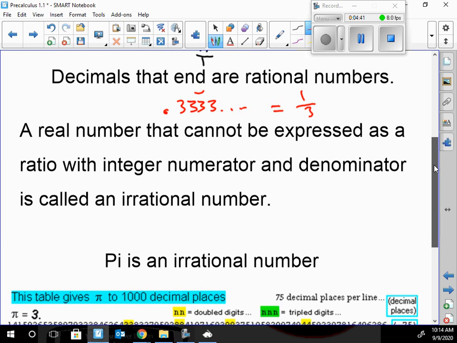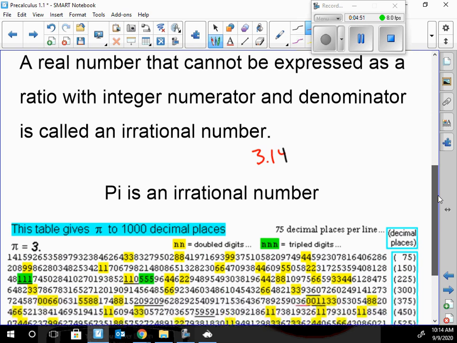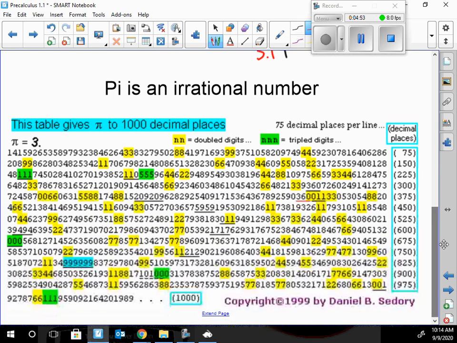Pi is an irrational number. Now most of us remember pi as 3.14, but it actually goes much further than that. This table gives pi to 1,000 decimal places. It goes on and on. There's actually a computer program that is still trying to discover more digits of pi because it goes on forever.